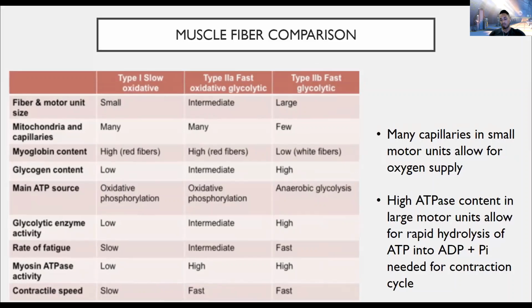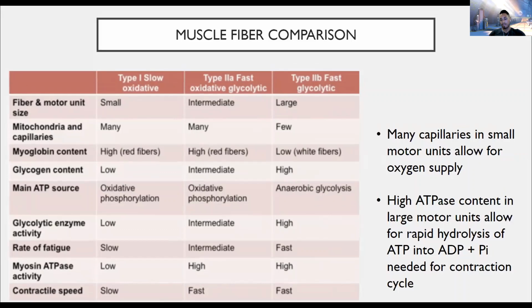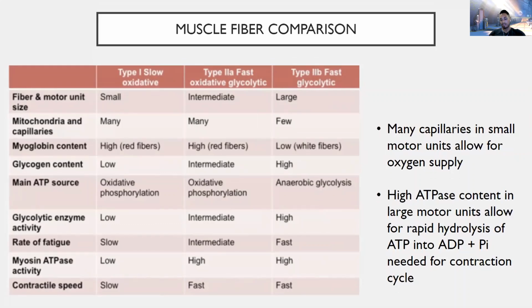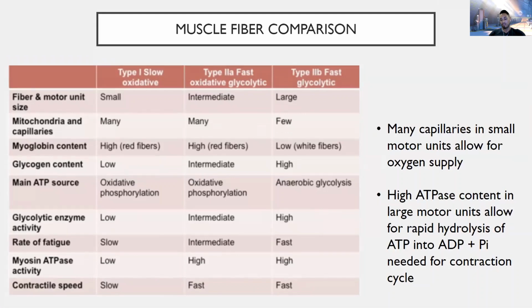Again, as we discussed, the myosin ATPase activity intuitively will be highest in the fast glycolytic. It says that it's also high in the fast oxidative, but I believe it is highest in the fast glycolytic, which contributes to the ability of fast glycolytic fibers to initiate contraction and go through the contraction cycle very quickly because they have a lot more ATPase activity.